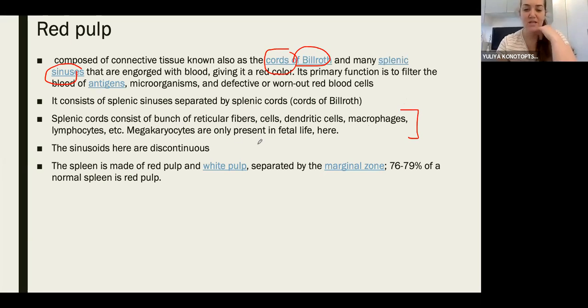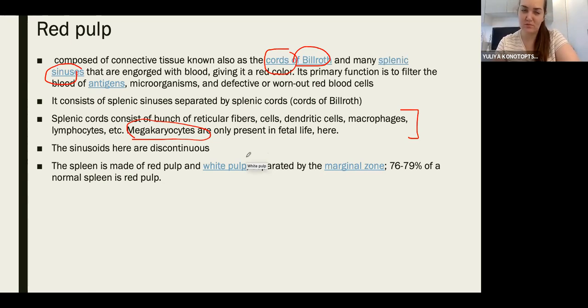But if you are an embryo or fetus, you see that within your red pulp cords, megakaryocytes can also be present. And as you know, megakaryocytes are precursors of platelets. So easily a question: why are they here? Why are megakaryocytes in the cords of the spleen?